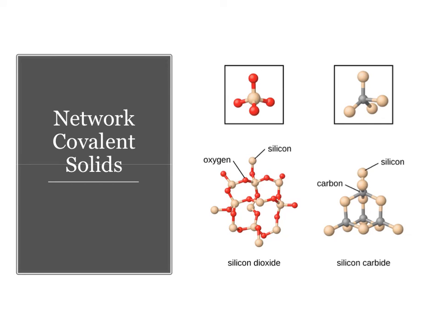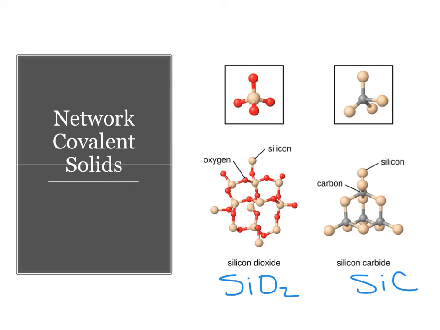The last two examples of network covalent solids are silicon dioxide and silicon carbide. Silicon dioxide is made of SiO4 tetrahedra, but because every oxygen is shared between two silicon atoms, we arrive at the SiO2 formula to describe the bulk solid. SiO2, also known as silica or quartz, makes up many silicate minerals found in the Earth's crust.